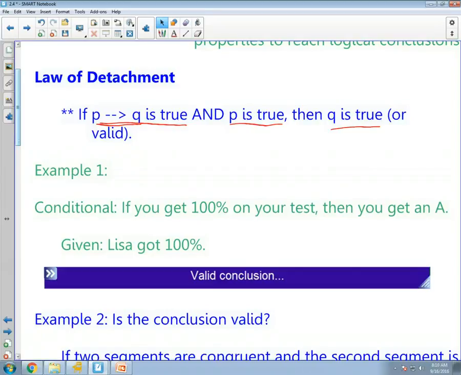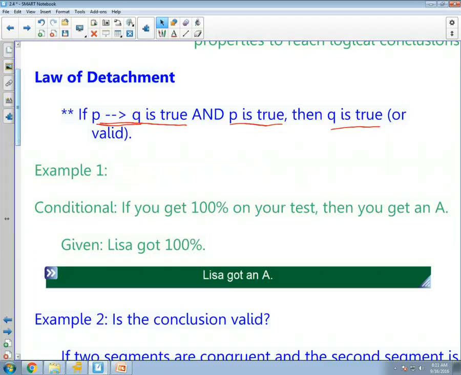Okay, Lisa, you all know Lisa. She sits right behind Devin. Lisa got 100%. What does Lisa expect to happen? Lisa got an A. Doesn't that just make sense? Laws are supposed to make sense most of the time. But this is logical. You have a true conditional. The first part has been proven, so the second part has to be true.